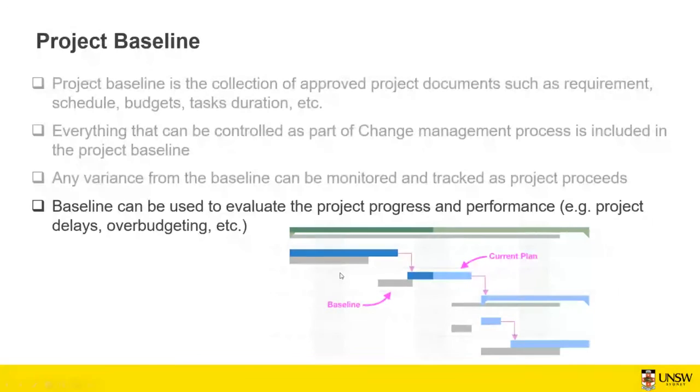So it's, for example, saying that this task needs to start at that time and finish at that time. This is going to be the project duration. So this baseline you can see in the gray. But when you monitor it, you say that this task has been delayed. So now we are here, so the project is a bit delayed. So you compare it versus the baseline. The same thing you can also do in terms of the budget and other resources. So the baseline can be used to evaluate project progress and performance, for example if there are any delays and over budgeting.